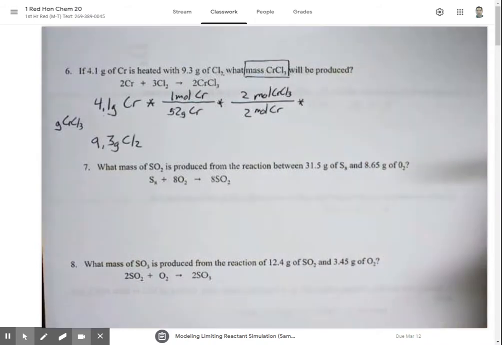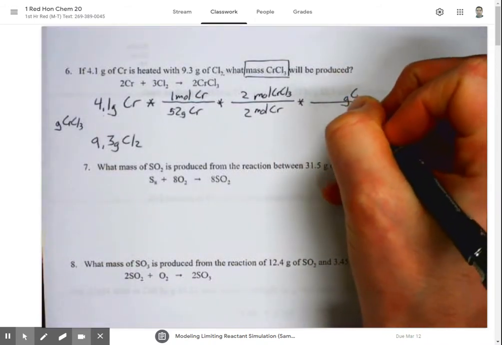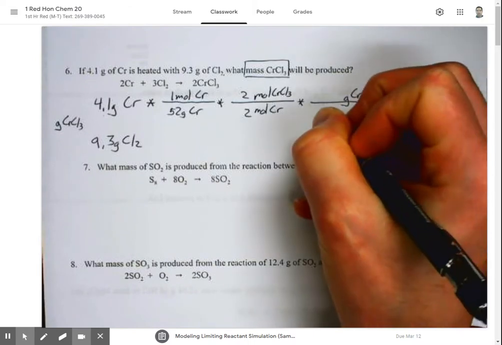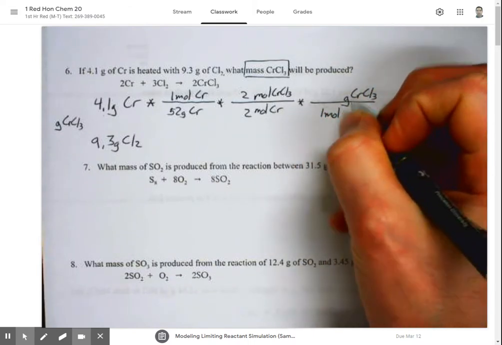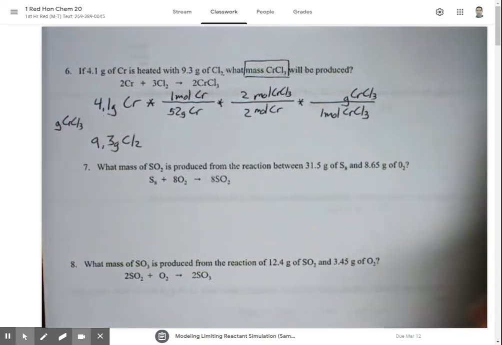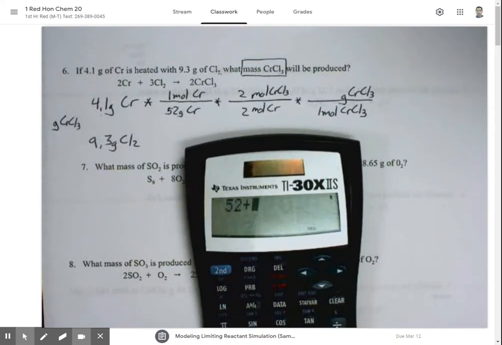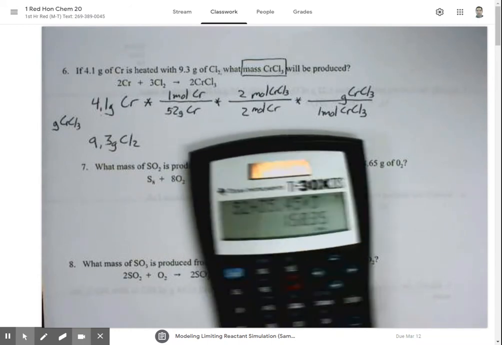And then to finish up, we just change to grams of the product we want using the molar mass, how heavy 1 mole of this stuff is on the top. So we need the molar mass of CrCl3. So we're going to add up a chromium and 3 chlorines. A chromium we said was 52, and our chlorines 35.45, but we need 3 of them. So that gives us 158.35.